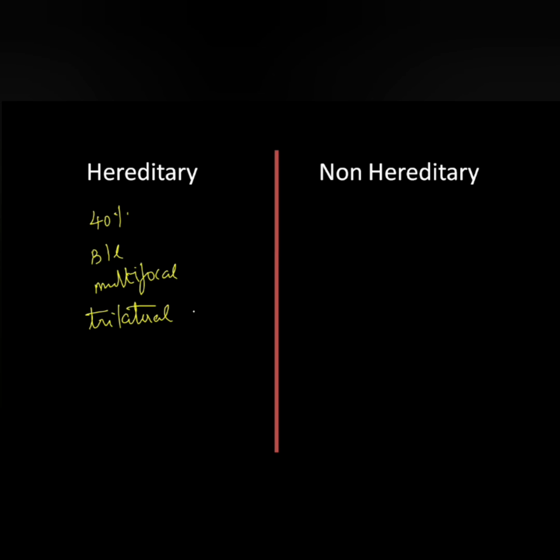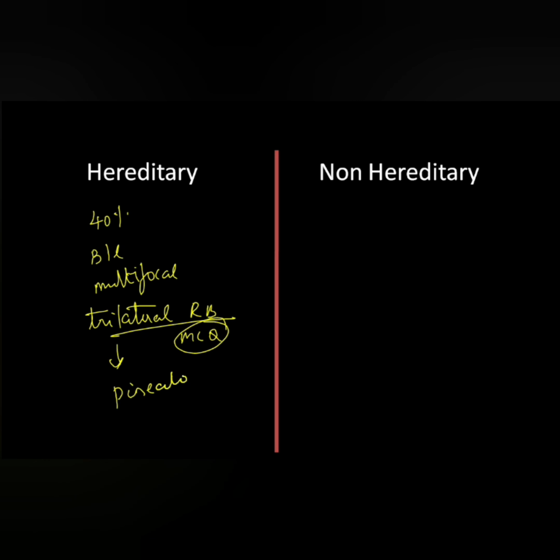retinoblastoma. This is an important MCQ. So this can be asked as an MCQ. So which of the following tumors is involved in trilateral retinoblastoma? So it is mainly your pineal gland which is involved. So it is called as the pinealoblastoma. So when this is also there, then it is called as trilateral retinoblastoma. And this is usually inherited as autosomal dominant type of inheritance.